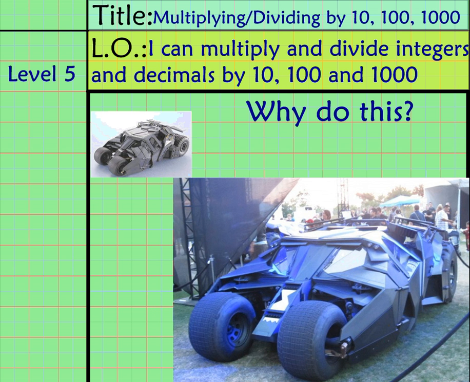We're going to be able to multiply both decimals and integers by these three numbers, 10, 100, and 1,000. I've shown you a little picture of why we might be interested in doing this. Here I've got one of the bits of the set from one of my favorite movies, which is of course the Batmobile. And here's a little model version of it which I've got.